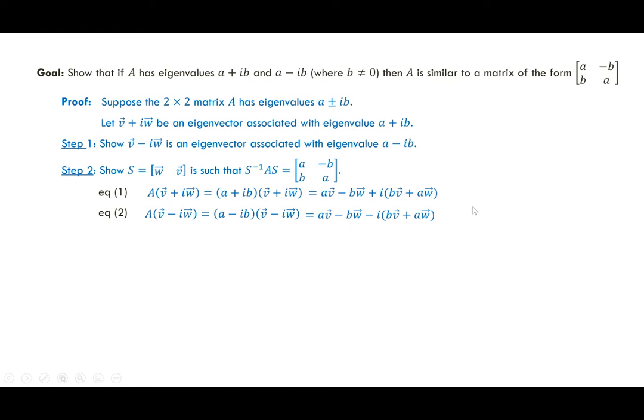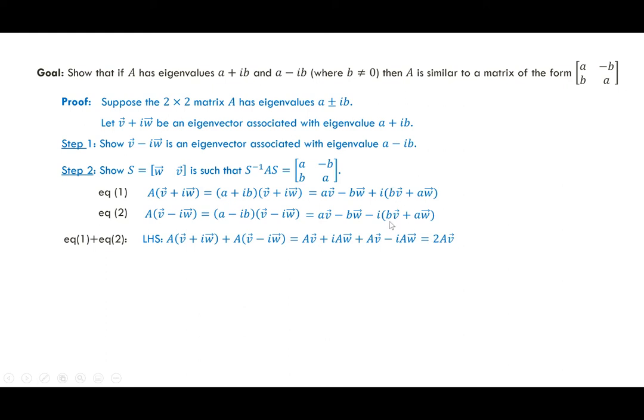And now, what we're going to do is add these two equations together. So first, let's just look at what's happening on the left-hand side of this equation. This is taking A times V plus iW and adding it to A times V minus iW. And then using linearity of A, this is AV plus iAW plus AV minus iAW. All right, these iAWs cancel, these add together. So if we add the left-hand sides of these equations, we get 2 times AV.